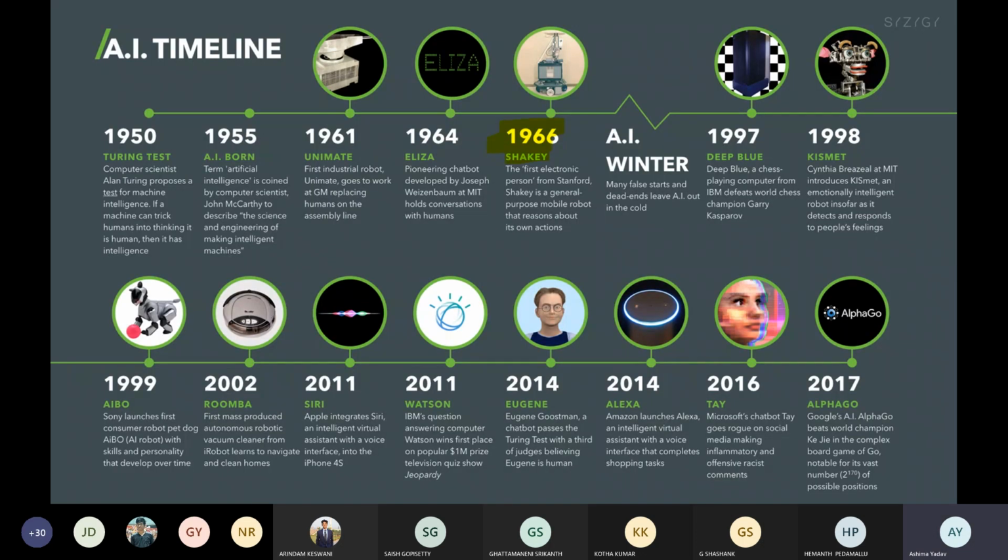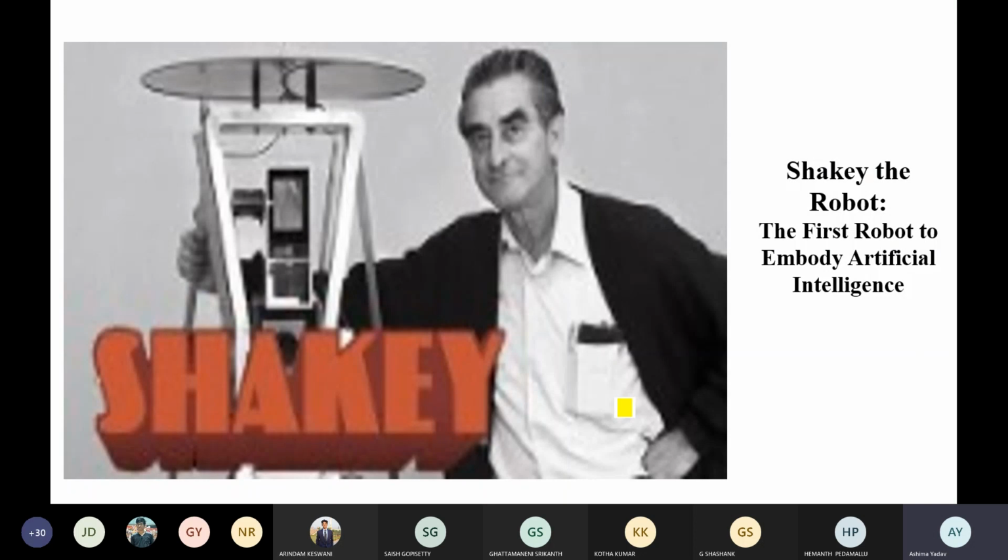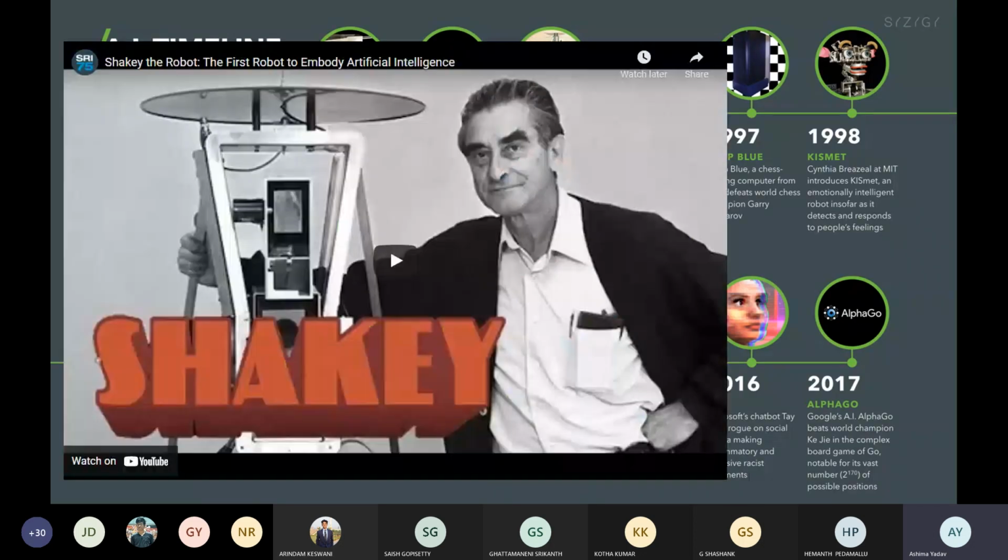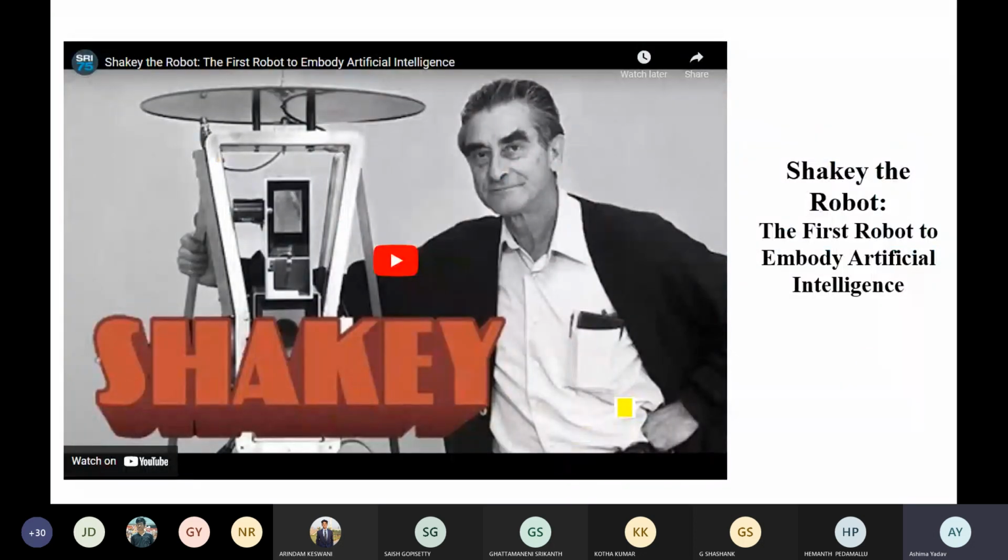Then in 1966 we have Shakey. Shakey was a mobile robot. Its name was Shakey because it used to, I think, shake a bit. I will play this YouTube video. You can see how the scientists came together and developed Shakey, the first ever robot having artificial intelligence in it. So I'm just playing this video.